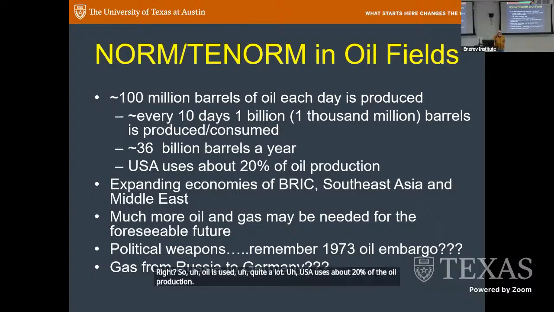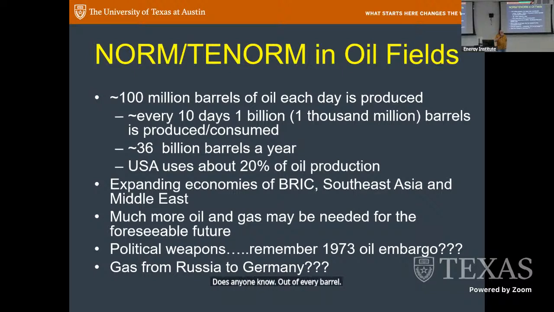Does anyone know out of every barrel how much, or what percentage, is used for gasoline? A guess? Even a bad guess? 45. Perfect. It's actually 55. But you got it. Okay, so that's really very good.